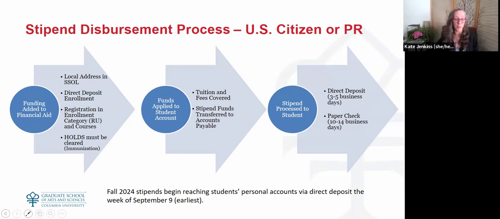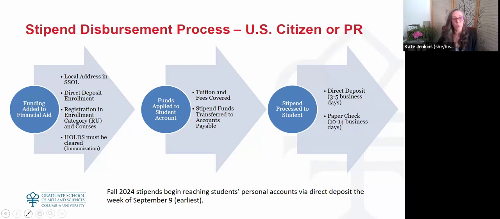And we're calling it the stipend disbursement process because that's the funding that you're going to get for your living expenses, but your tuition and fees is also part of this disbursement process. So we add your funding to a financial aid system, at which point it's looking to see that you are registered in an enrollment category, that you have your local address on file. You also would need to have direct deposit enrollment, though the funds will move through if you have not set that up. We encourage you to have all of these 4 items completed before that 23rd and on the 27th through the 29th when registration opens. Again, clear those holds, any of them that you have, in advance.